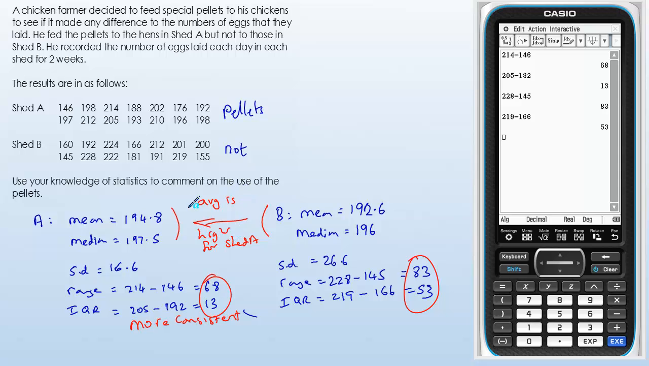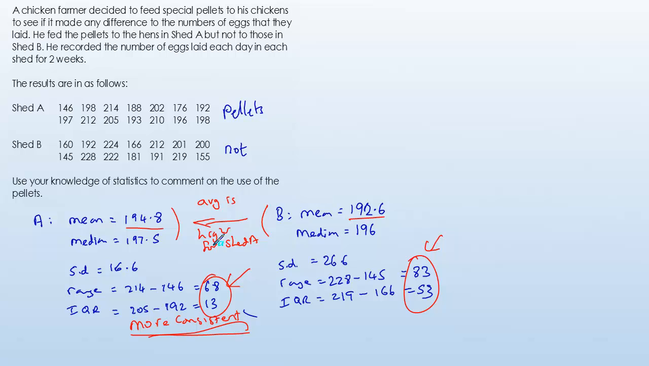So although the mean doesn't vary that much, there's not a big difference in these, there's a very big difference in the spread. So we're getting a much more consistent product here. There's less variation in it, and that's what the dispersion shows us. And the standard deviation is consistent with this as well. The standard deviation, remember, is another measure of dispersion, and it's much bigger for shed B. So we can see with all of the measures of dispersion, we are seeing that we get a more consistent product.